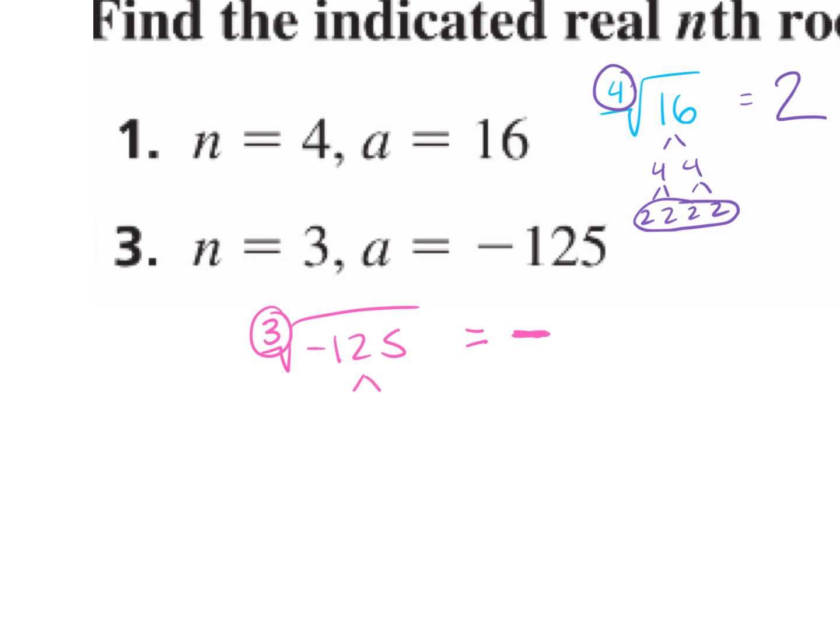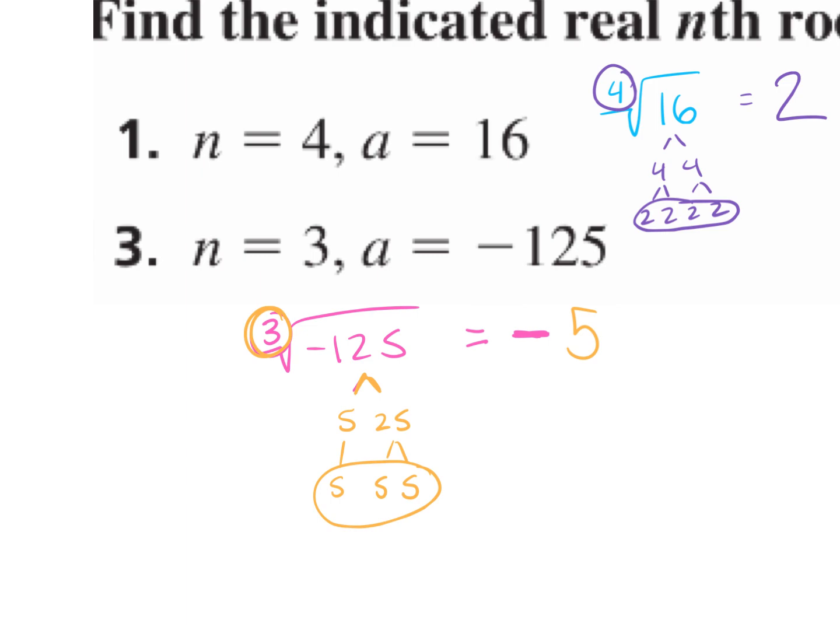So what are two factors of 125? Five and 25. Any number that ends in a five is going to be a factor. And what are two factors of 25? Five and five. I'm circling how many of a kind here? Three of a kind. So what would my answer be? Negative five.